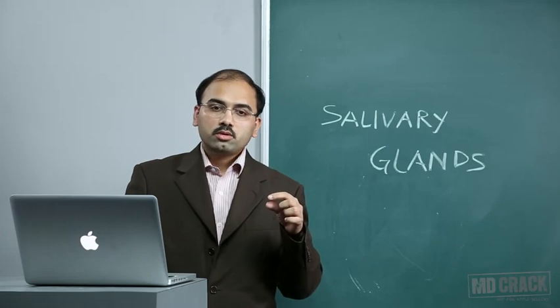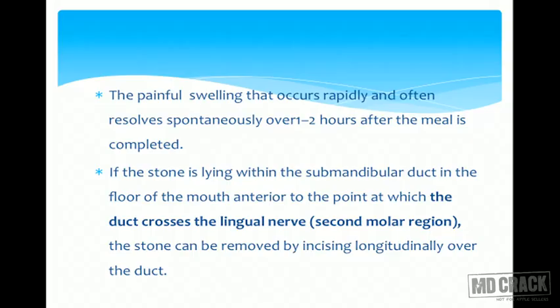After you remove the stone, the duct is kept open, it is not closed, because if you close the duct, it may form stenosis and recurrence of stones. The location where the duct crosses the lingual nerve is generally at the second molar region. So this is very important. You may be given a question stating that the stone is anterior to the crossing of the lingual nerve, so how do you treat these stones? They may give various options.